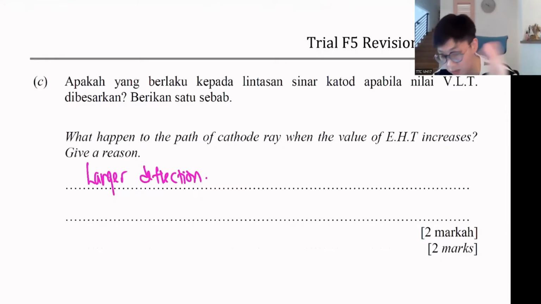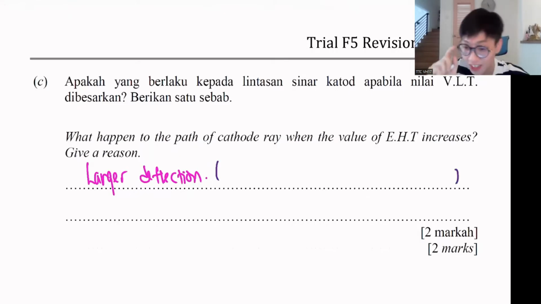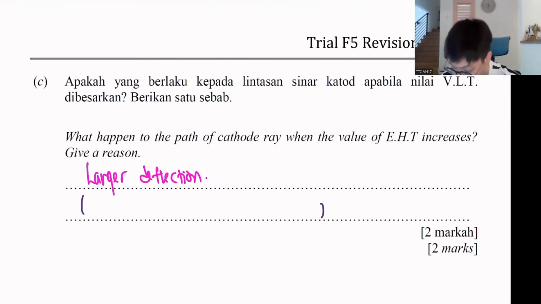Okay, so larger deflection was settled. So why? In this case, how you explain for the second mark is very important. I'm very interested to hear. If this comes out in your exam, how will you explain this? Why, if you have a higher value of EHT, will you have more deflection?